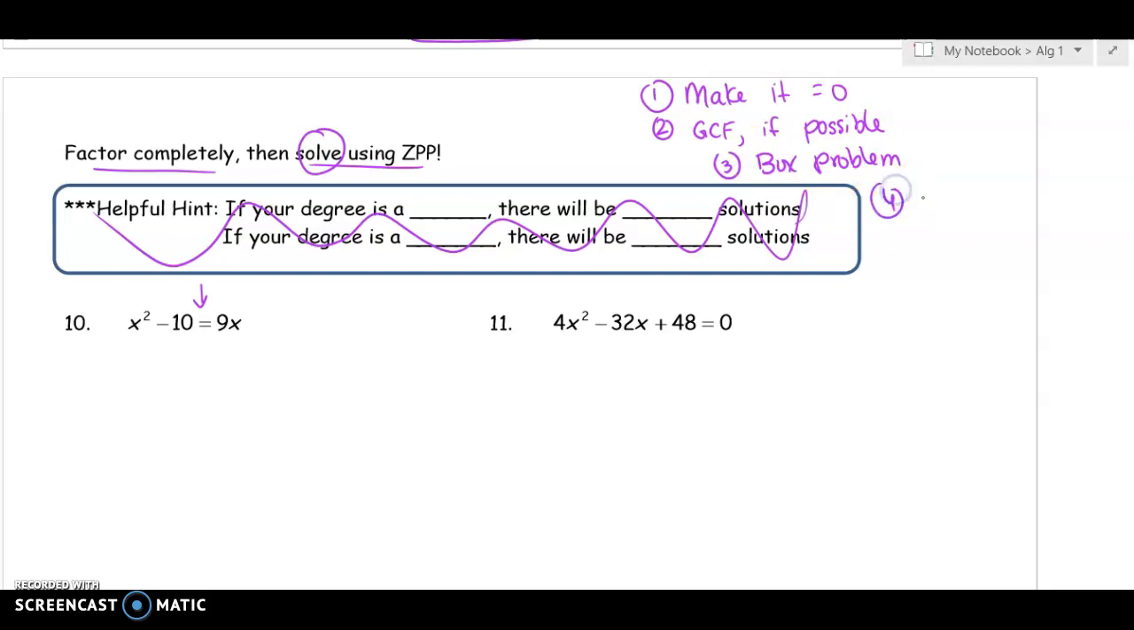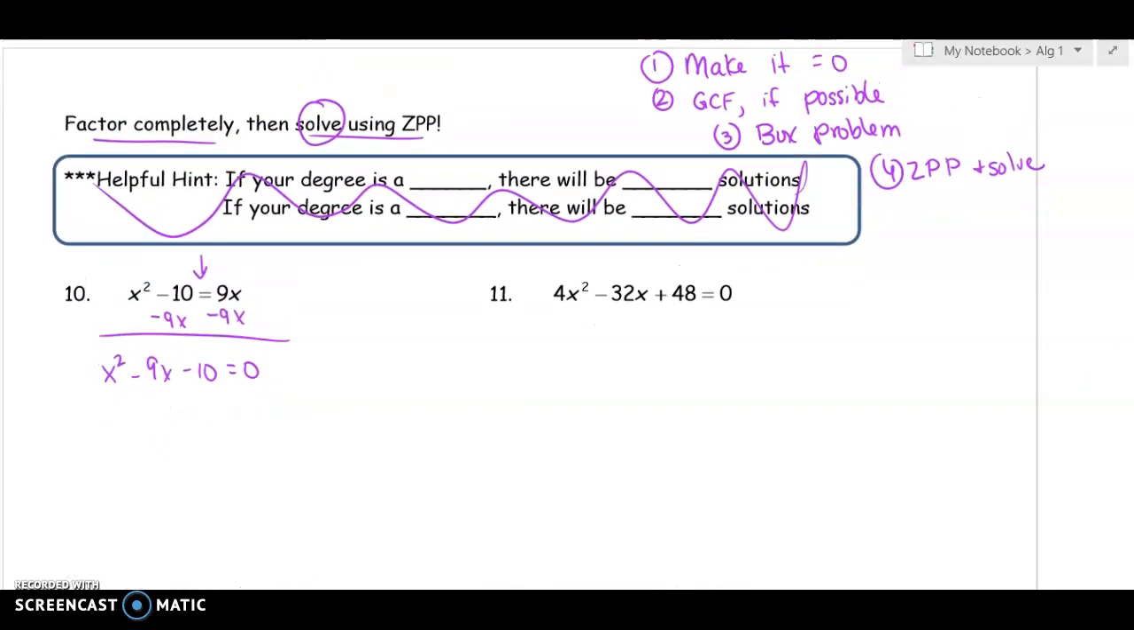And the final step is you're going to do ZPP and solve. All right, so let's look at number 10. Number 10, you'll notice it is not equal to 0. It's equal to 9x. So we've got to move it. We're going to minus 9x from both sides. When I do that, I'm going to put it in descending order, so I'm going to put the 9x in the middle. So I have x squared minus 9x minus 10 equals 0.